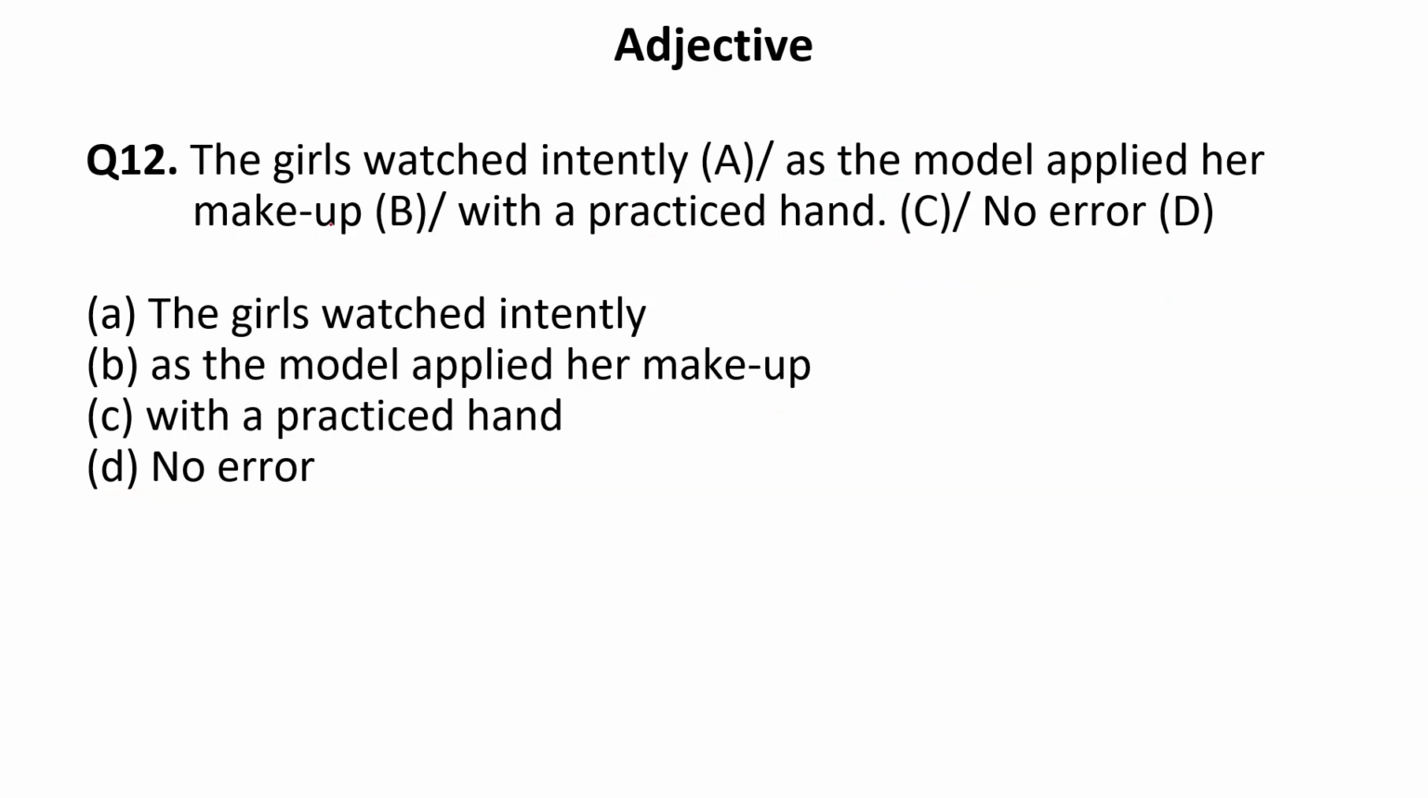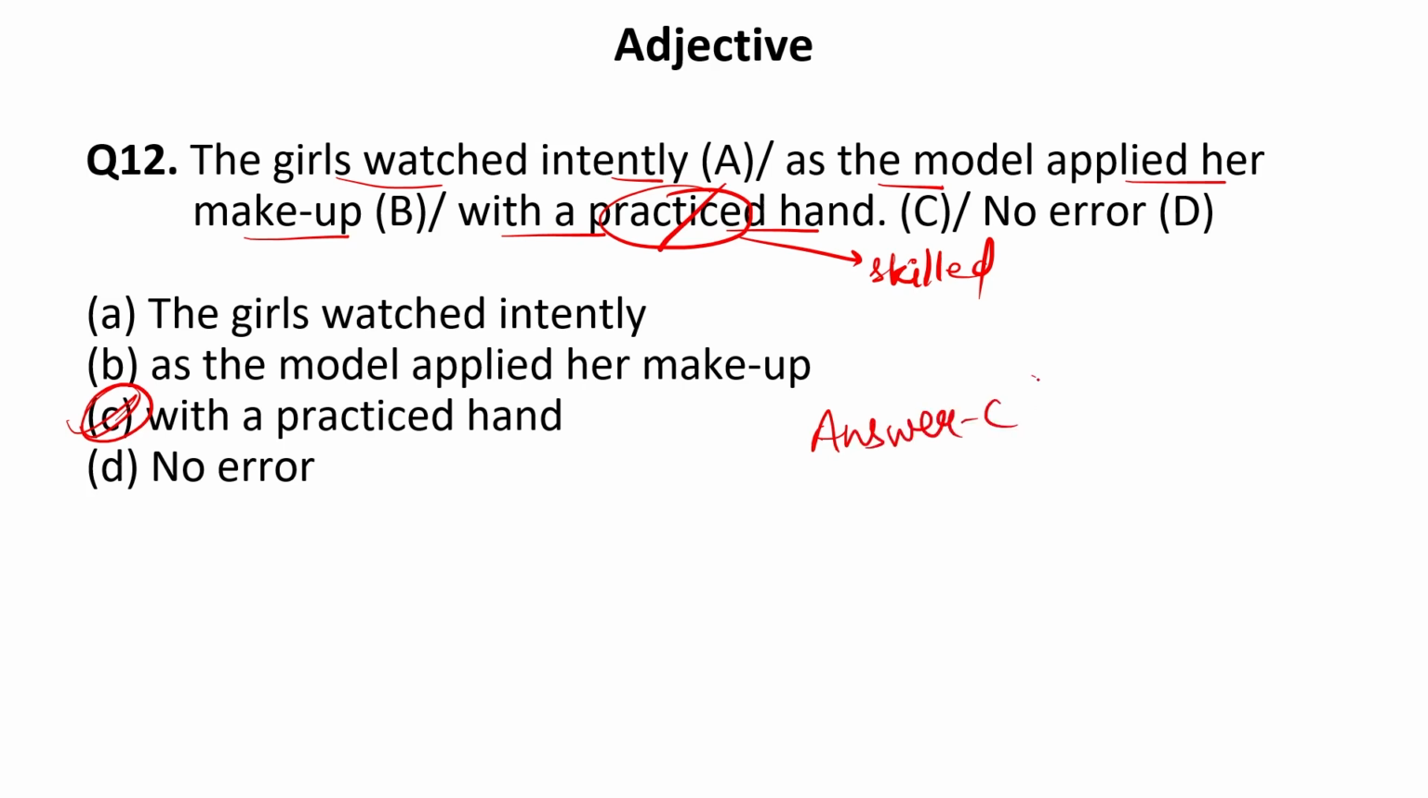Now, let us move to the next one. The girls watched intently as the model applied her makeup with a practiced hand. Now, this practiced word is incorrect over here. It should be replaced with a skilled hand. A hand should be skilled. That means it shows the talent of somebody, the skills of somebody. But if I write practiced, practiced means to practice again and again. That is a verb. It cannot be used as an adjective or a participle. So our answer is C, because this error is in part C.